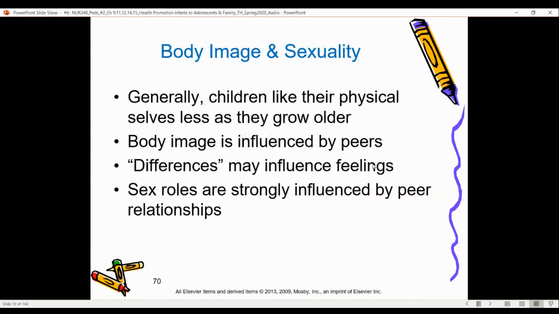Body image and sexuality, again, they generally like themselves less as they get older. Their body image is influenced by peers. So an example of something my daughter is already exhibiting at this point, the differences are really highlighted. And if you think about like the first kid in your class in like 4th grade that got boobs, that kid was probably picked on, right? You pick on the kids that are different.